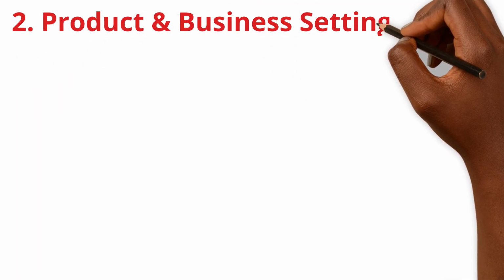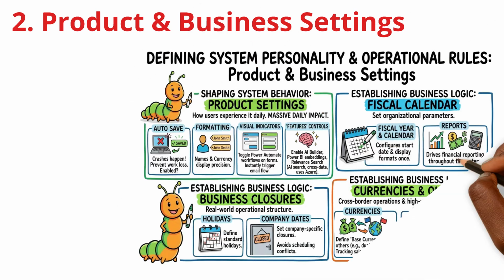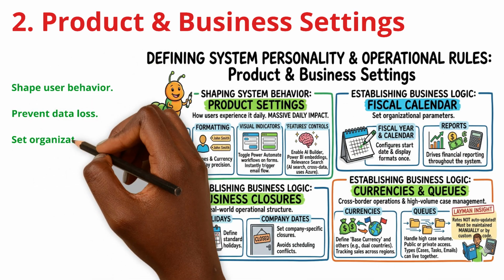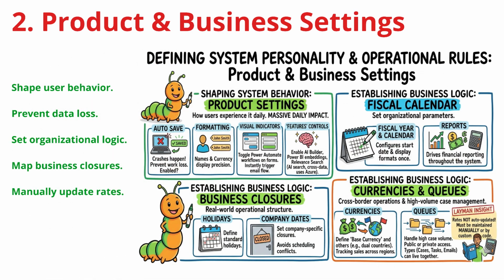Fine-tuning your Dynamics 365 personality means diving into product and business settings. Think of product settings as shaping daily system behavior. These choices have a massive impact. You're managing critical items like autosave to prevent data loss, setting precise formatting for names and currencies, toggling visual indicators to launch workflows instantly, and enabling advanced features like AI and Relevance Search.